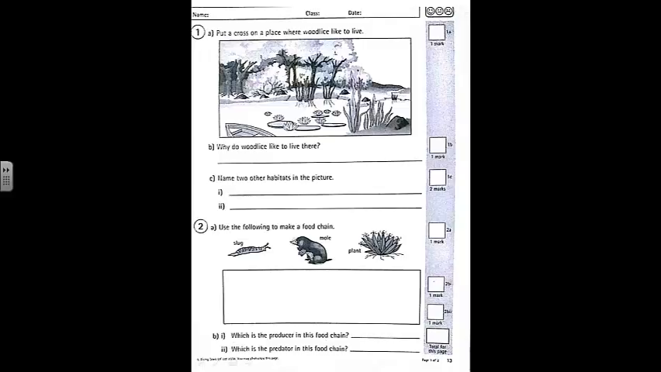Which is the predator in this food chain? Predator means wild animal that eats another animal to get energy. Which is the predator in this food chain? Mole, as the mole eats the slug to get energy.